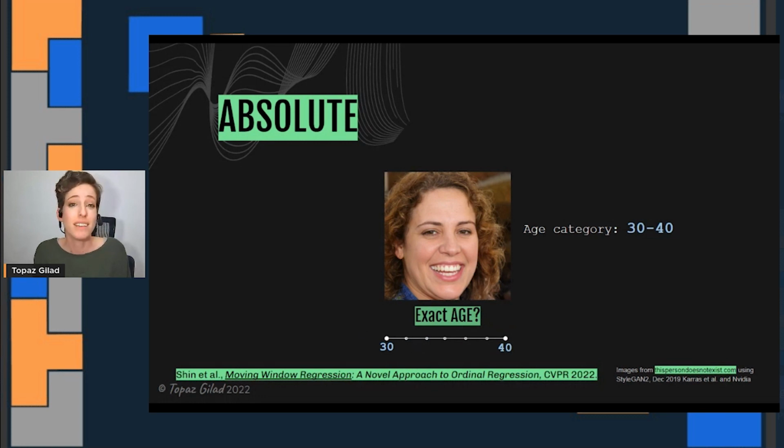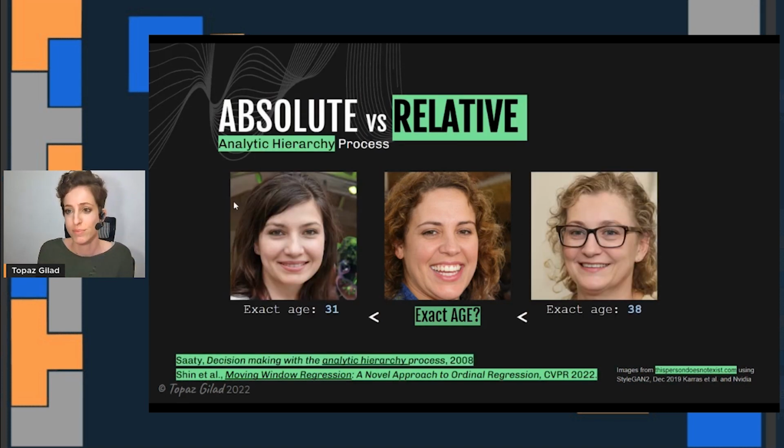So this task is still hard, because as humans, we make better, more precise decisions when being asked a relative question, when we compare alternatives and are not asked to give one absolute answer. And this methodology in decision making is called analytic hierarchy. So the moving window ordinal regression from the last CVPR leverages this concept in the training and inference decision making.